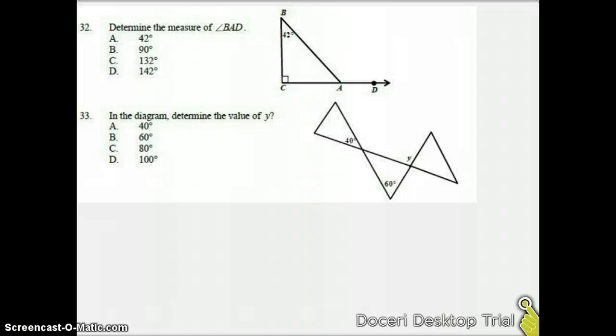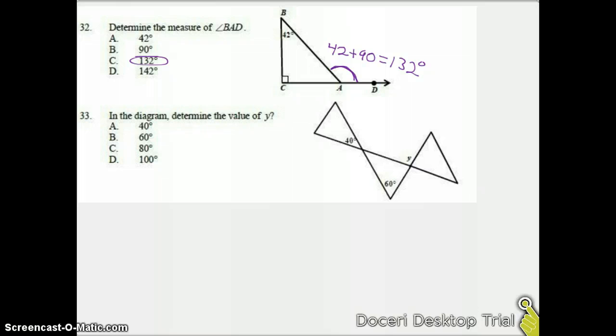Okay, number 32, we need to find the measure of angle BAD, and that's the one out here. We just talked about an exterior angle. We're going to do the same idea here. This angle out here is going to be 42 plus 90, which will be 132. Exterior angle is equal to the sum of the interiors, non-adjacent interiors, we should say.